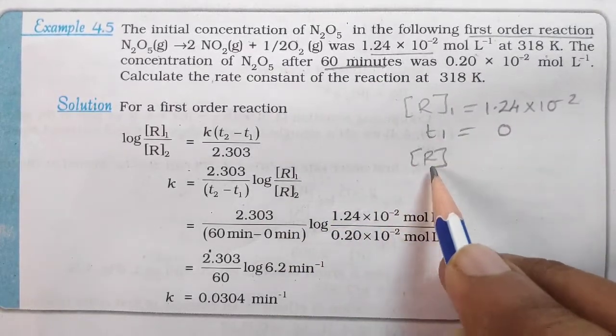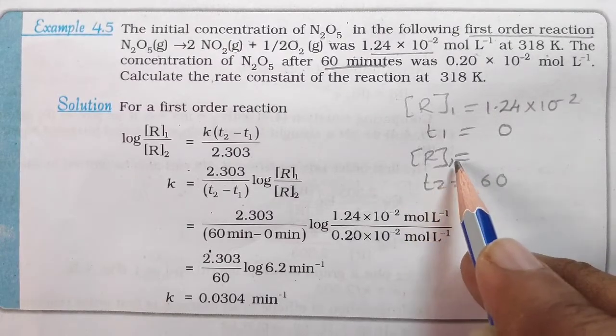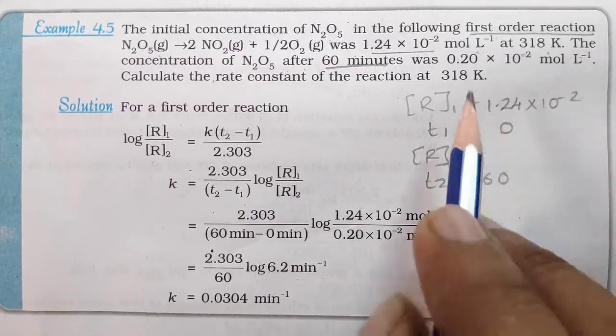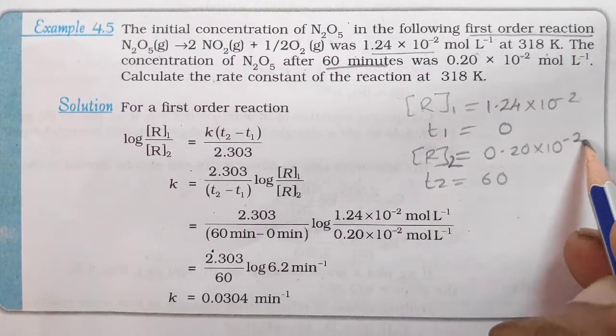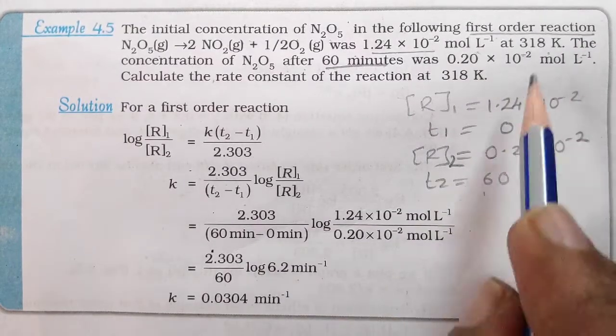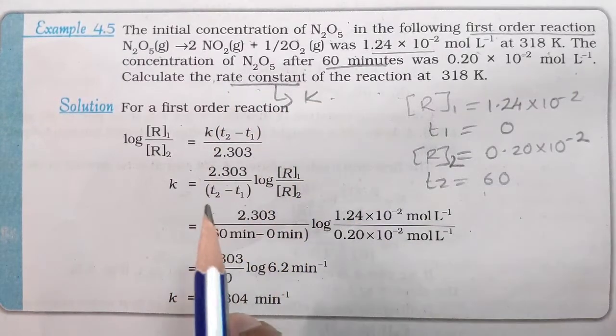Now after 60 minutes, meaning T2 is equal to 60, R2 will be equal to 0.20 into 10 raised to minus 2, as it is written here. Understood? So this is given. Calculate the rate constant. Rate constant means K of the reaction.